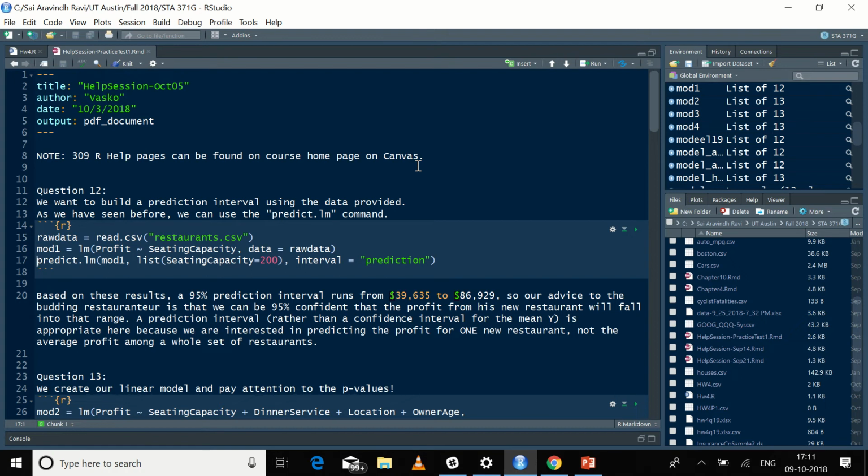Yes. The question probably would have been worded not like a guy is trying to open a restaurant. It would be something along the lines of, say, what would be the mean expected profit if I have a restaurant with a seating capacity of 200? Great. Question?